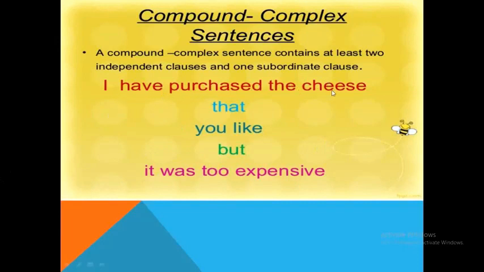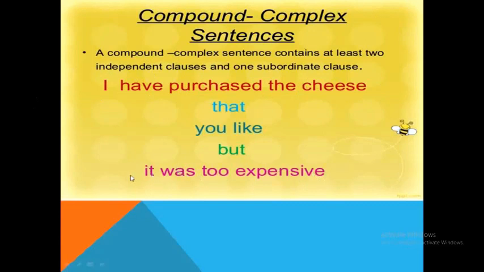So here you can see it's an independent clause. It's giving a full meaning that someone has purchased the cheese that you like, but it was too expensive. Look at that: it was too expensive. This is a complete sentence. It has a subject and a verb and it's giving a meaning. This is a complete clause, giving meaning.